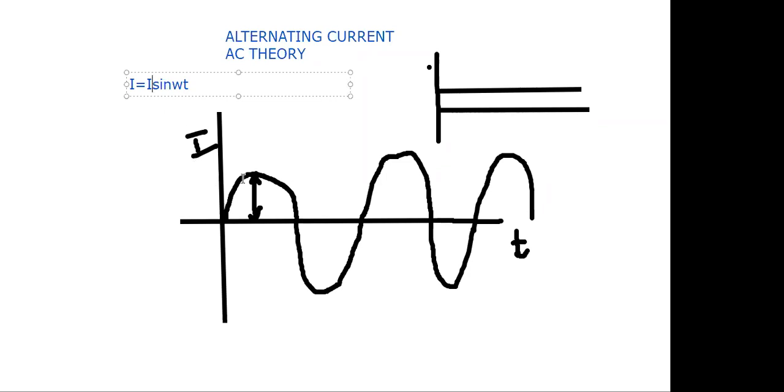The I naught is the peak current. That means from here to here. When you do waves, we would have been talking about this in terms of amplitude, that means the height to which the current reaches. That is the I naught.